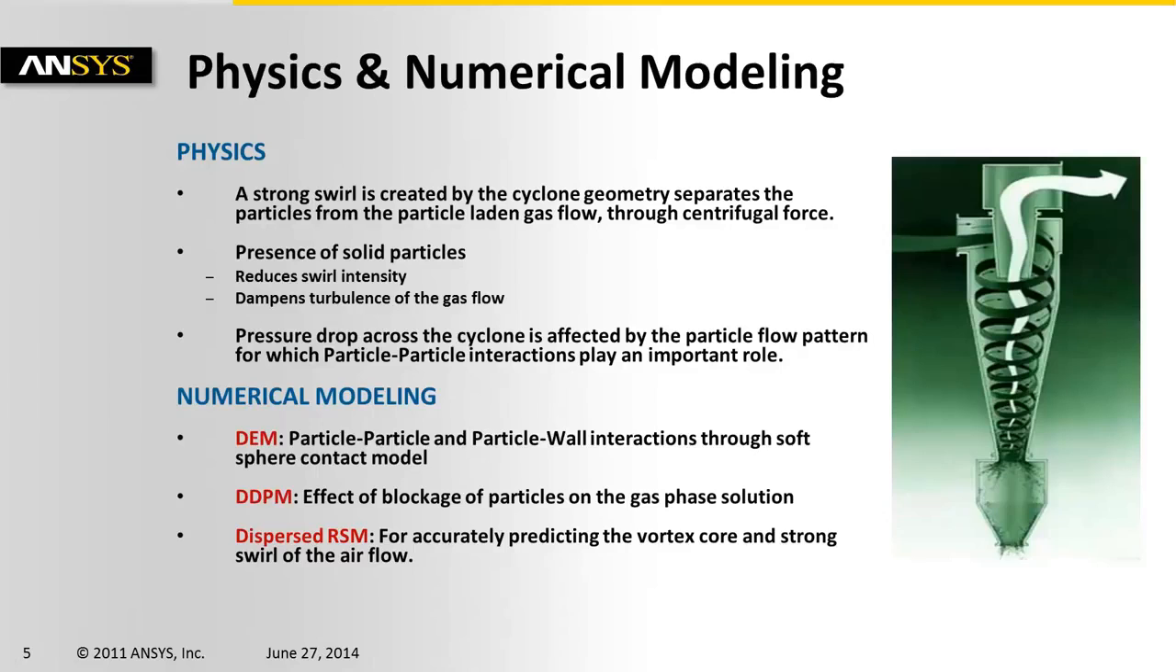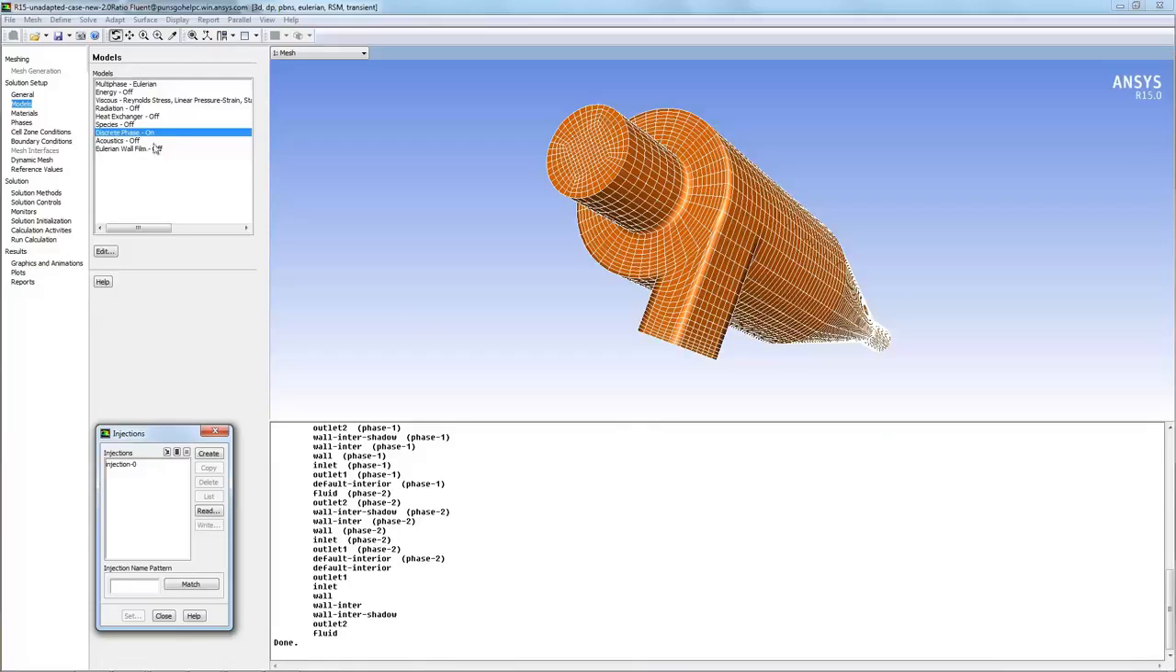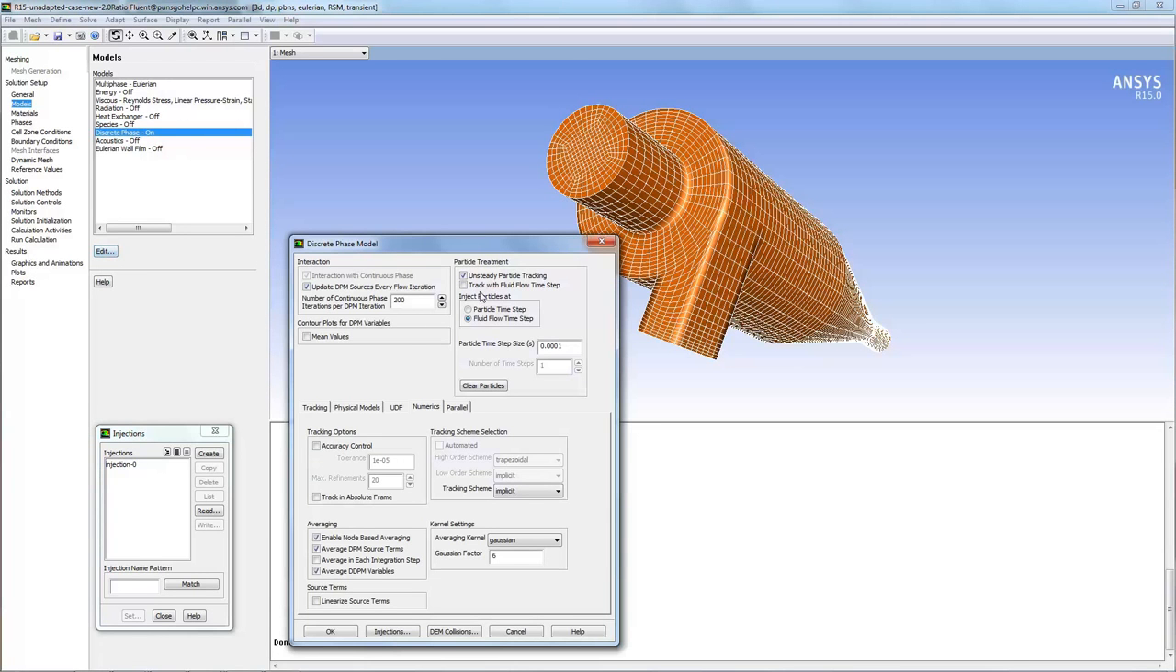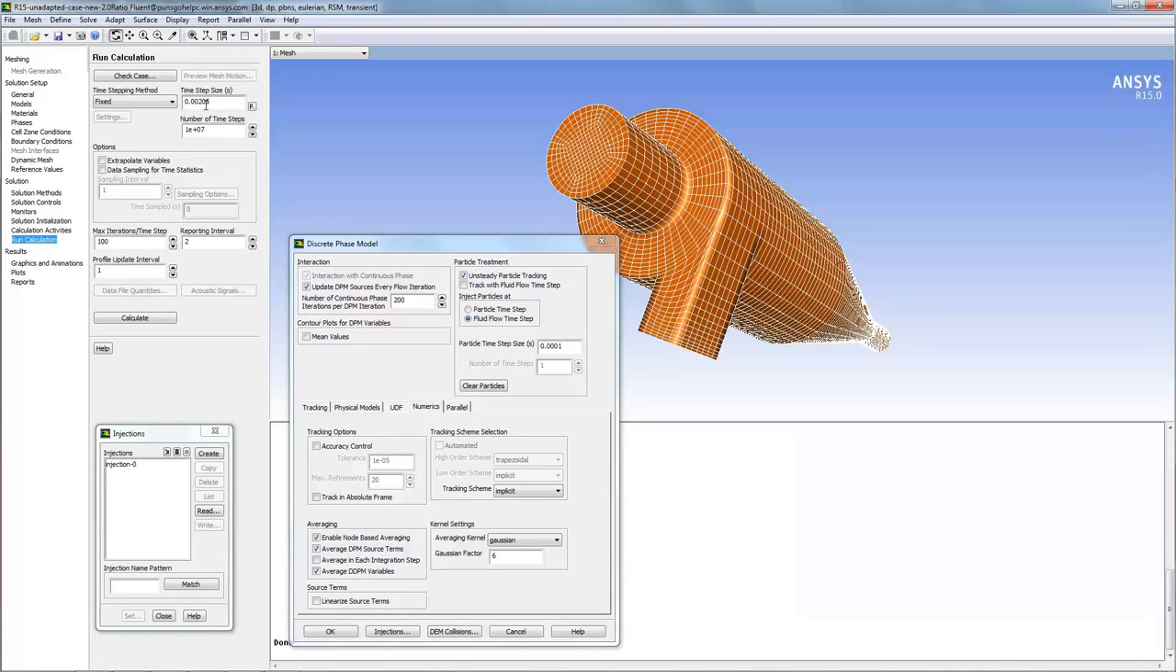Let us now switch to ANSYS Fluent to discuss a few important aspects of the case setup. With DEM, we almost always have to use a particle time step size smaller than the fluid flow time step size to accurately resolve each collision. Typically we use 5 to 50 particle steps to resolve each collision. We also enable node-based averaging for most of the transient DDPM cases.